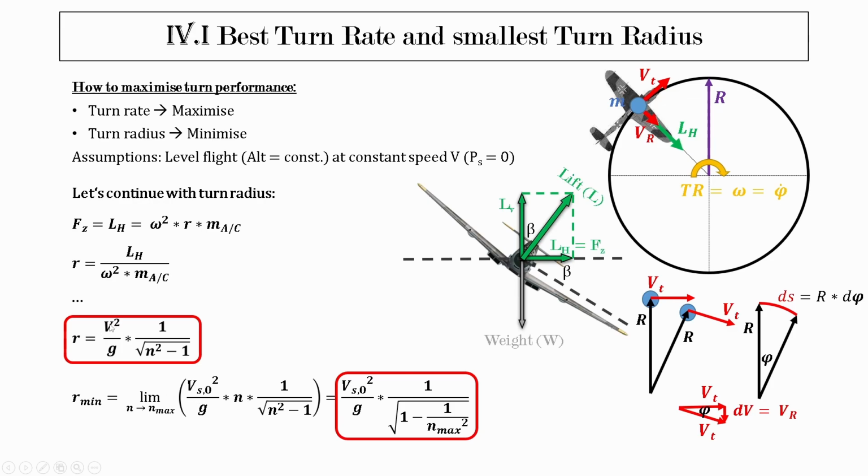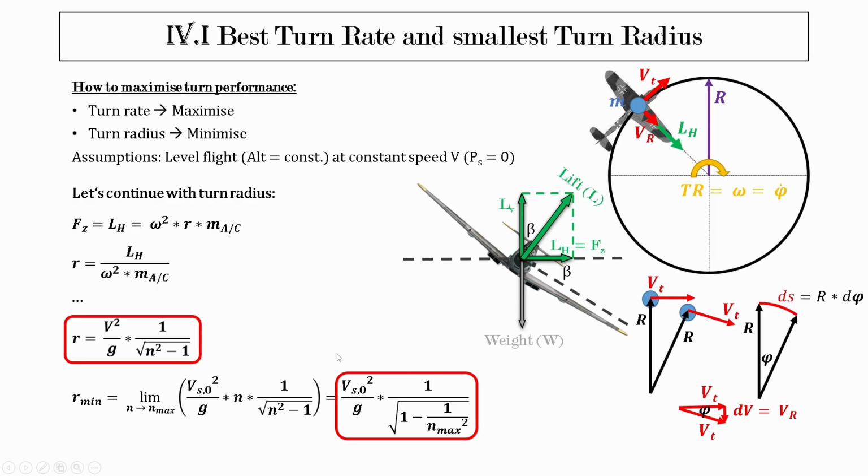Since this time it is squared, we would have our stall speed in level flight Vs0 squared here, times square root of n squared, which is n, divided by g here, and this part. Then we do some rearranging, simplify before we look at the limit. But what we would then end up with is exactly this. So we have Vs0 squared divided by g times 1 over 1 minus 1 over n max squared. Does it make sense? Let's do the sanity check.